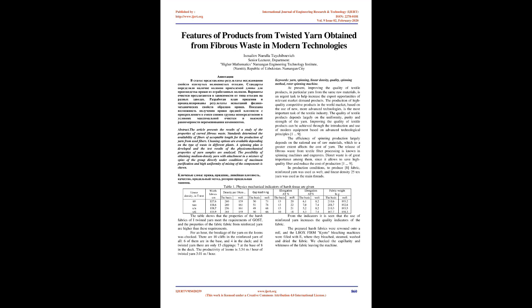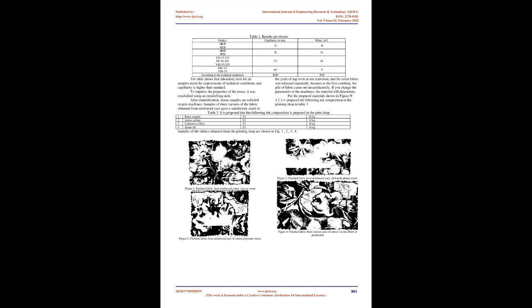The table shows that the properties of the harsh fabrics of twisted yarn meet the requirements of GOST, and the properties of the fabric from reinforced yarn are higher than these requirements. For an hour, the breakage of the yarn on the looms was checked. There are 10 breaks in the reinforced yarn in all, 6 of them in the base and 4 in the weft, and in twisted yarn there are 15 breaks in total, 7 in the base and 8 in the weft. The productivity of looms is 3.54 m/hour for reinforced yarn and 3.01 m/hour for twisted yarn. From the indicators it is seen that the use of reinforced yarn increases the quality indicators of the fabric.